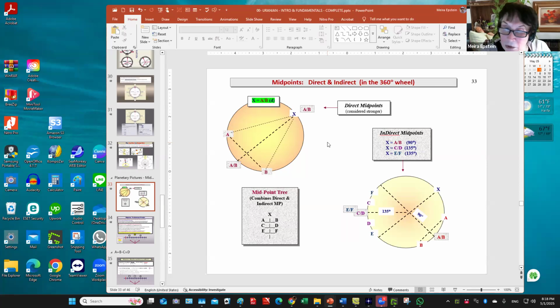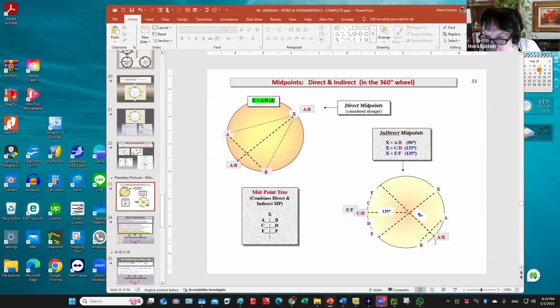Later on, when we discuss the book, we will see how we interpret the midpoints. And it's very easy to interpret these things. But first, I want to do the technicalities. So this is direct midpoint. And now on the bottom right, we have more planets.